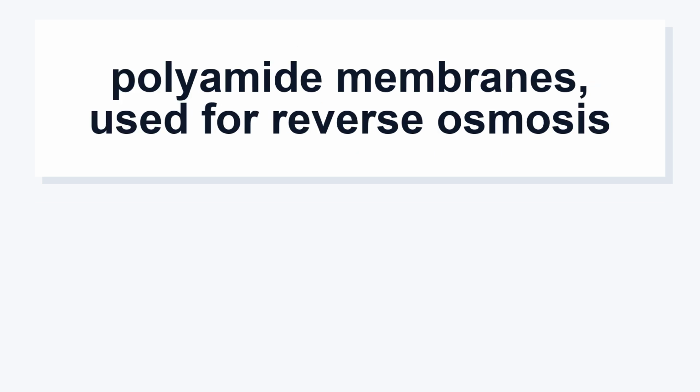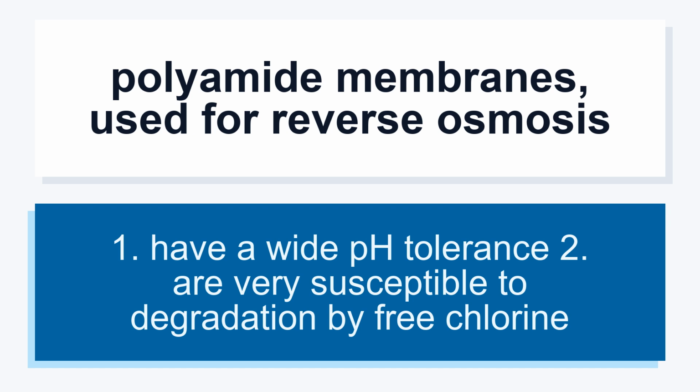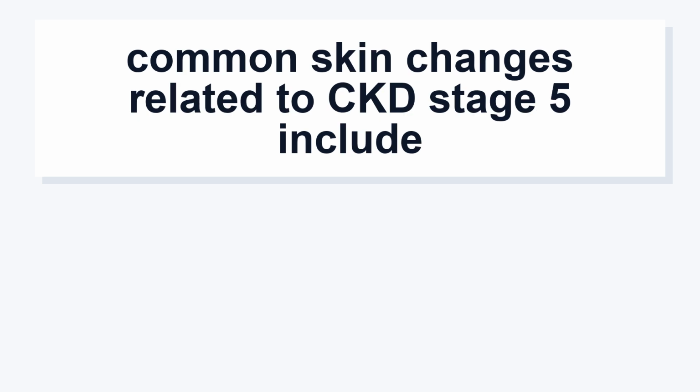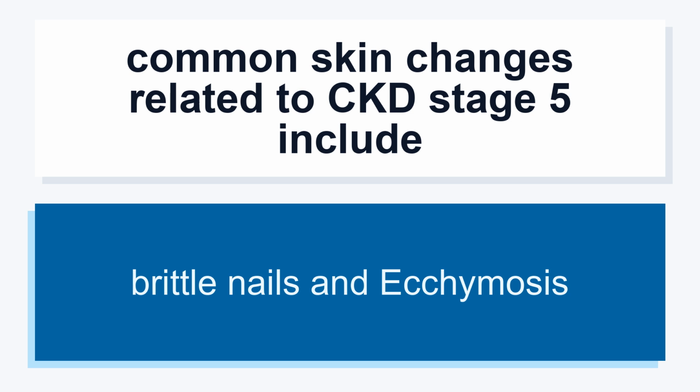Polyamide membranes, used for reverse osmosis: 1. Have a wide pH tolerance. 2. Are very susceptible to degradation by free chlorine. Common skin changes related to CKD stage 5 include brittle nails and ecchymosis.